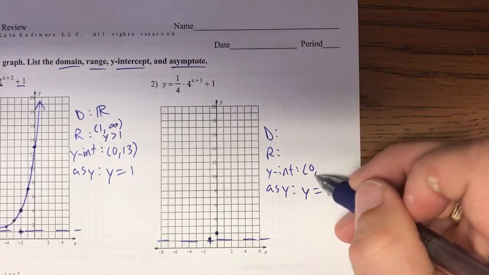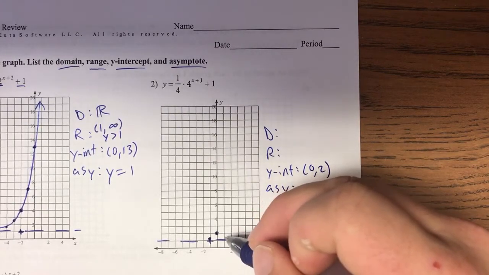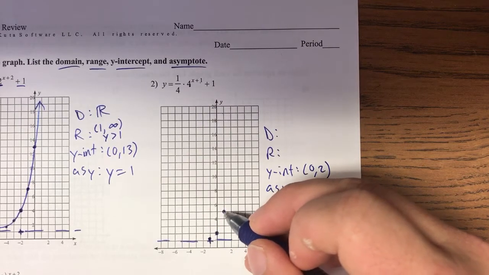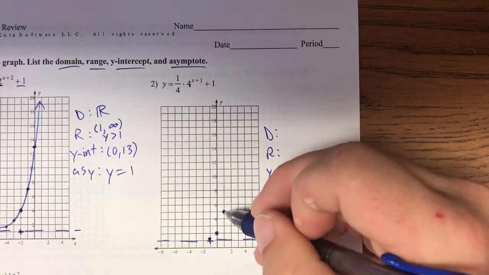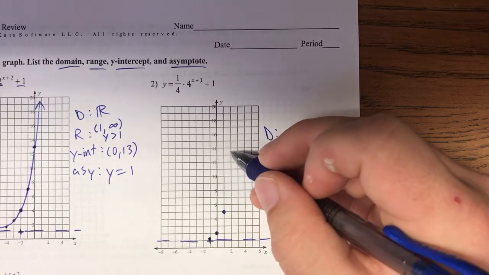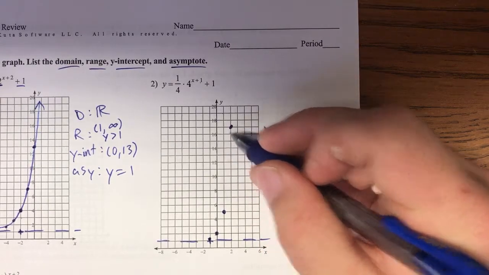There's our y-intercept, 0, 2. This is 1 away, the next one's going to be 4 away, because 1 times 4 is 4. 2, 3, 4. This one's 4, next one's going to be 16 away. And so 5, 6, 7, 8, 9, 10, 11, 12, 13, 14, 16.